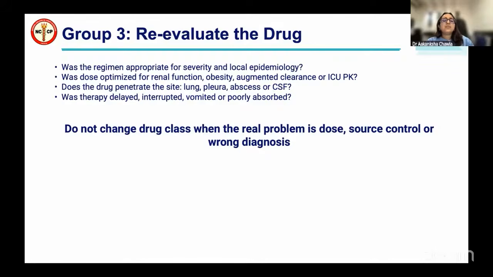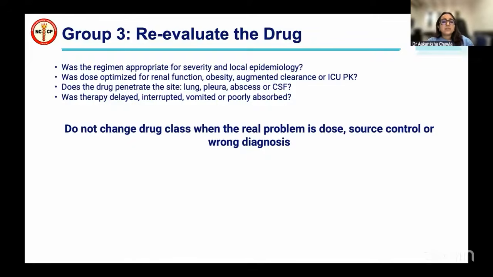Then the third group is reevaluating the drug. So do not change the drug class when the real problem is the dose, the source control, or the wrong diagnosis. So was the regimen appropriate for the severity and local epidemiology? You cannot forget the local epidemiology. You cannot forget the local antibiogram. You have to keep all these things in mind before starting your therapy.